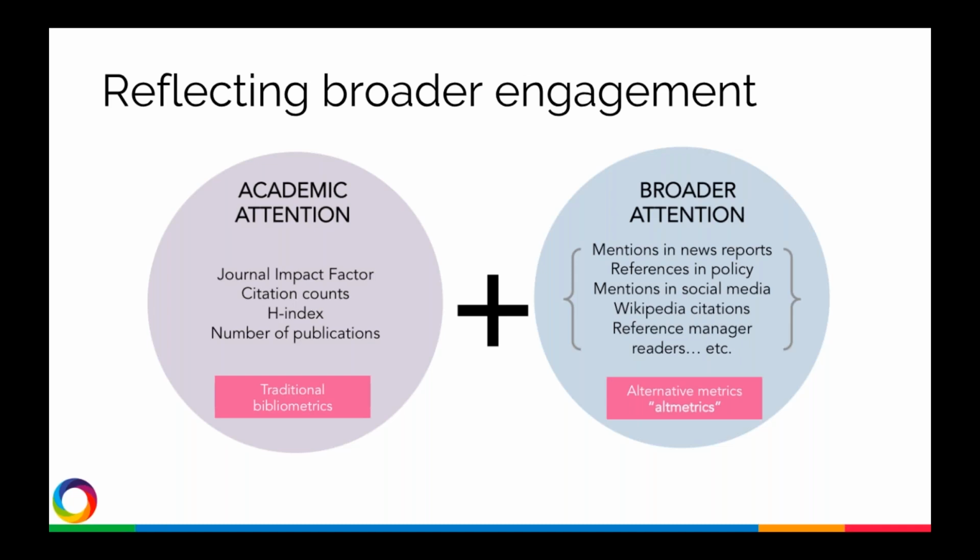And when I say research, that could be a journal article, a book, a data set, an image, anything that's hosted online and has a unique identifier. What we're aiming to do is to help pull together that academic attention, whether it's citation counts or the number of publications someone has published, the things that we recognize as more traditional bibliometrics, with the broader attention that publications see today in online news reports, in references from policymakers, on social media, so platforms such as Facebook and Twitter, but also in places like Wikipedia, online reference managers, and various other outlets where research is mentioned and shared around the world every day.